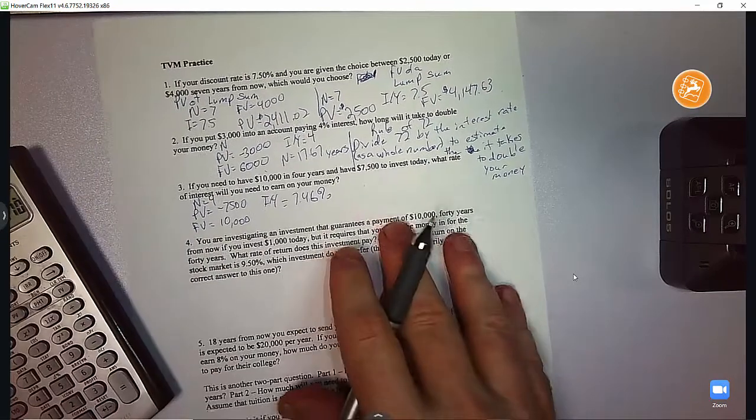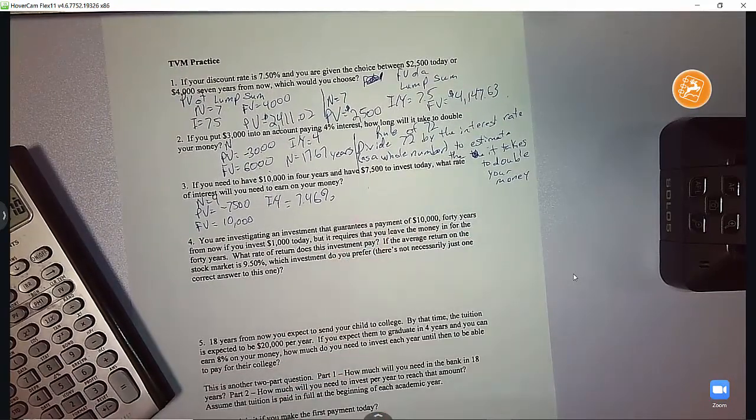All right. So the next question says, you are investigating an investment that guarantees a payment of $10,000 40 years from now if you invest $1,000 today, but it requires you to leave the money in for the 40 years. What rate of return does this investment pay? So that's the first question. Again, we're looking for the interest rate. It's a lump sum problem.